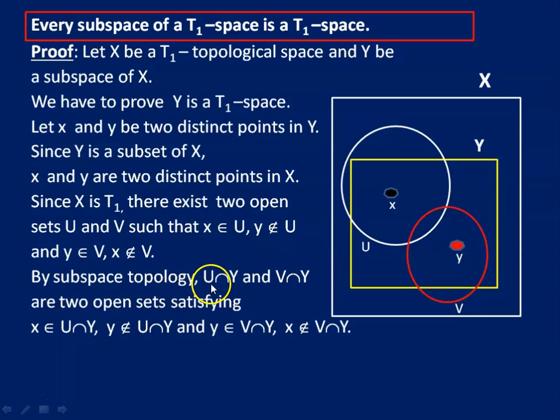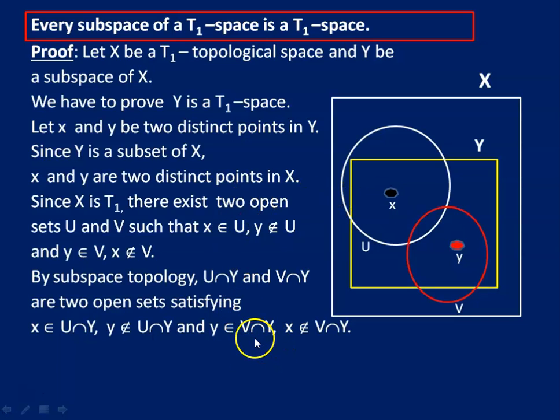Here, by the subspace topology, U intersection Y. Here we have U. If we intersect this U with Y, we get this portion. By the definition of subspace topology, this is an open set in Y which contains X but not Y. Similarly, if we intersect the open set V with Y, we get this portion which contains Y but not X.